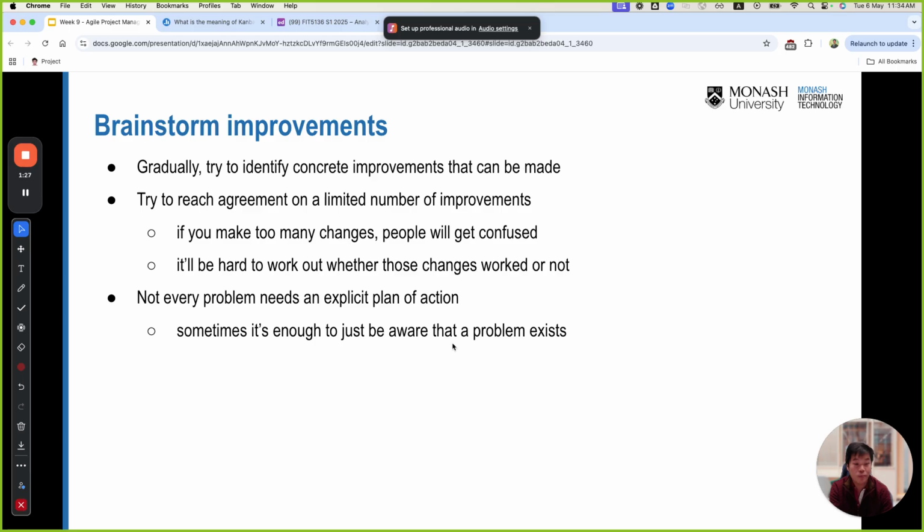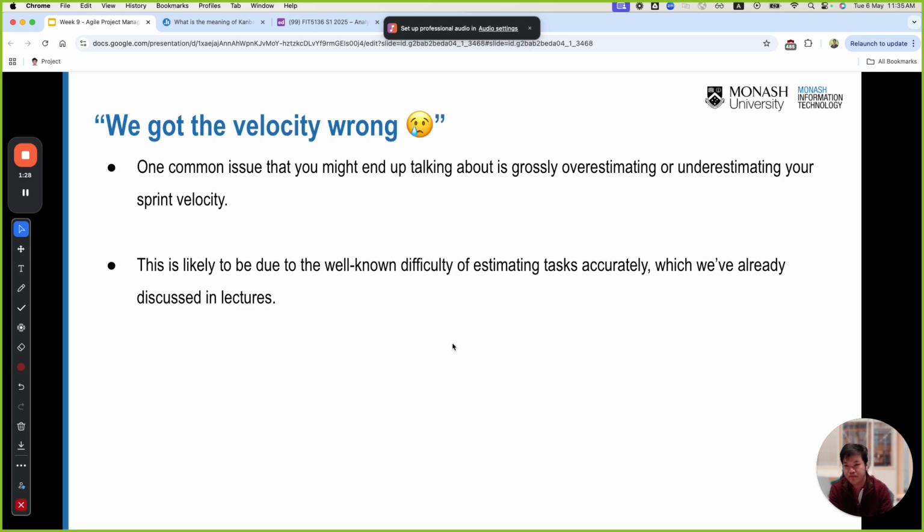Then you should brainstorm for the improvement. Work collaboratively. Agile is about collaboration. Work as a team. It's not about silos at all. Gradually, try to identify the concrete improvements that can be made. Try to reach an agreement on a limited number of improvements. If you make too many changes, people will get confused, and it will be hard to work out whether these changes work or not. Not every problem needs an explicit plan of action.